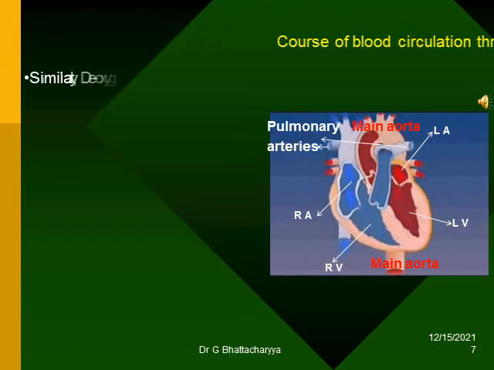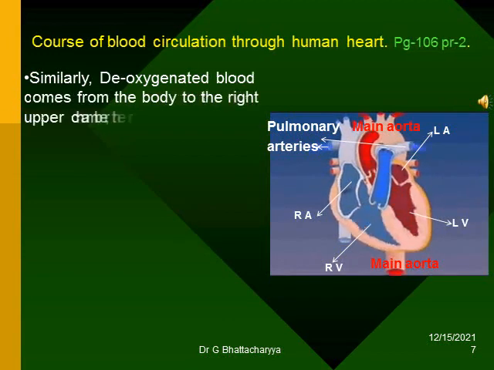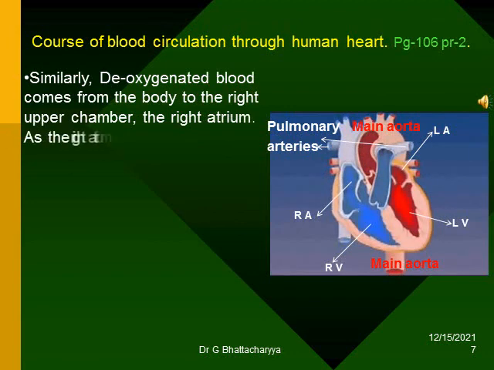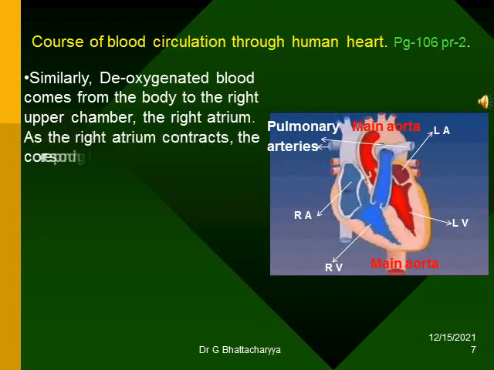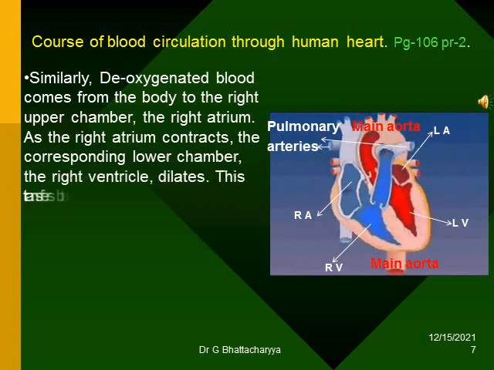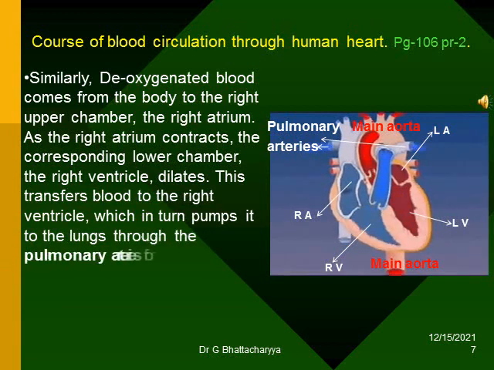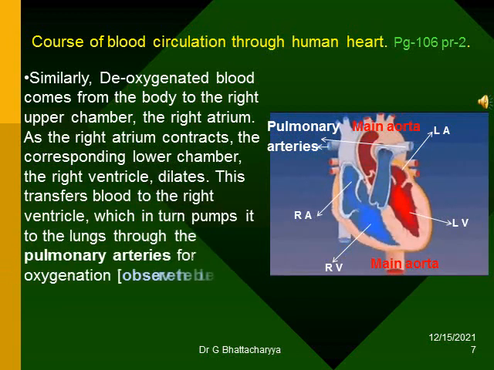Similarly, deoxygenated blood comes from the body to the right upper chamber, the right atrium. As the right atrium contracts, the corresponding lower chamber, the right ventricle, dilates. This transfers blood to the right ventricle, which in turn pumps it to the lungs through the pulmonary arteries for oxygenation. Observe the blue color parts.